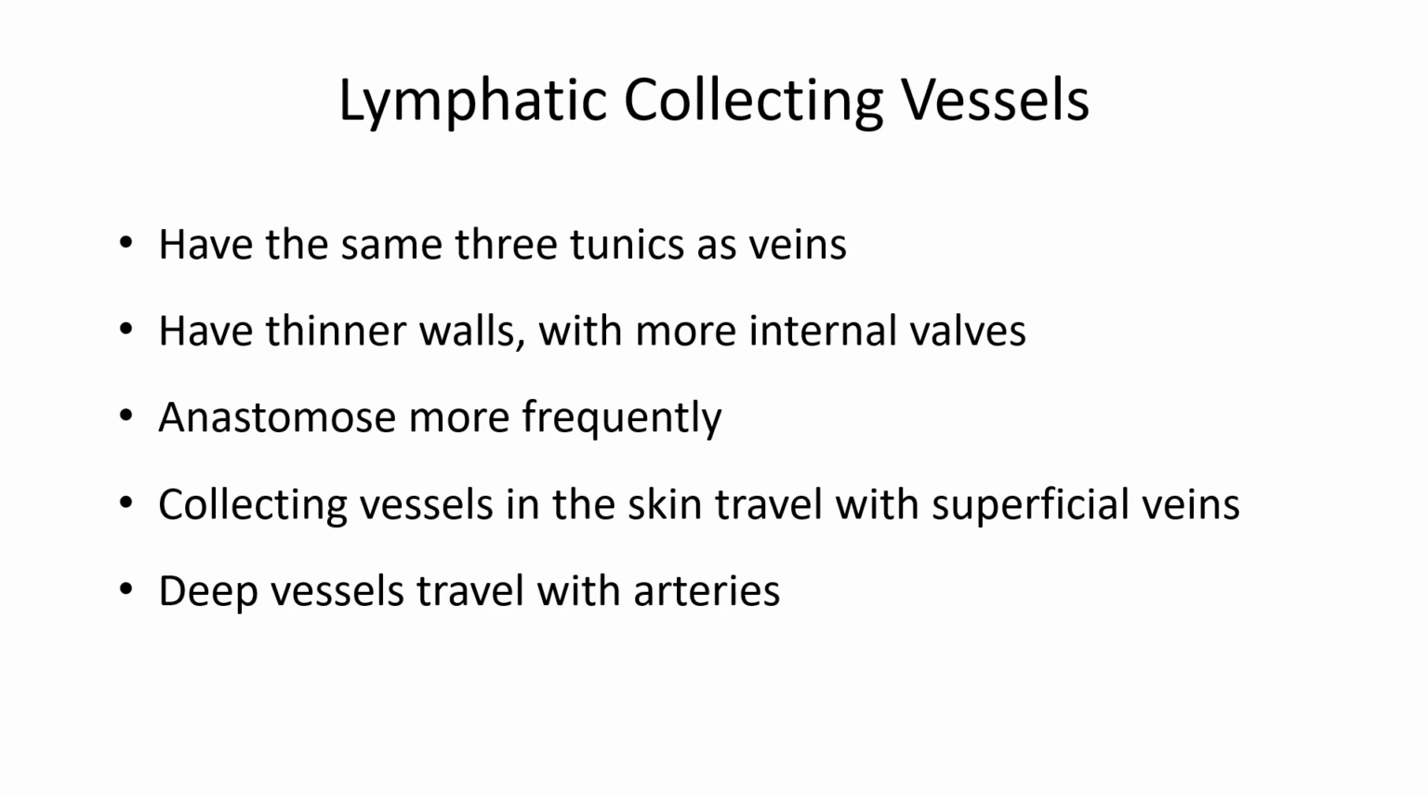Lymph vessels anastomose, or branch, more frequently. The high level of branching allows them to collect as much fluid from the interstitial fluid as possible, but also adds a great deal of resistance. It's a passive system that should drain tissues whenever we have fluid buildup in tissues.